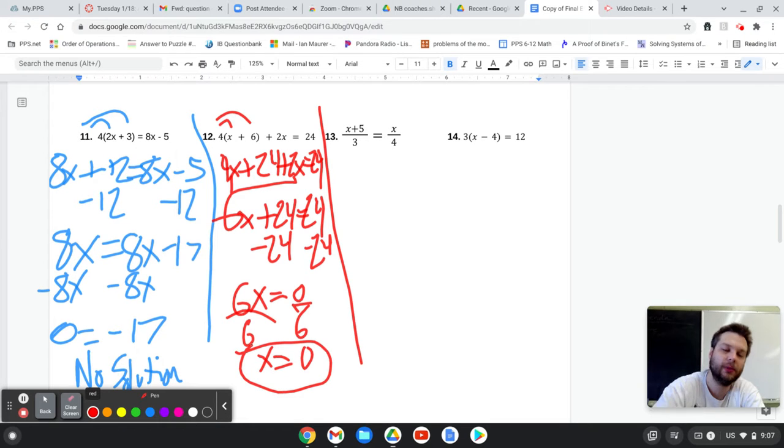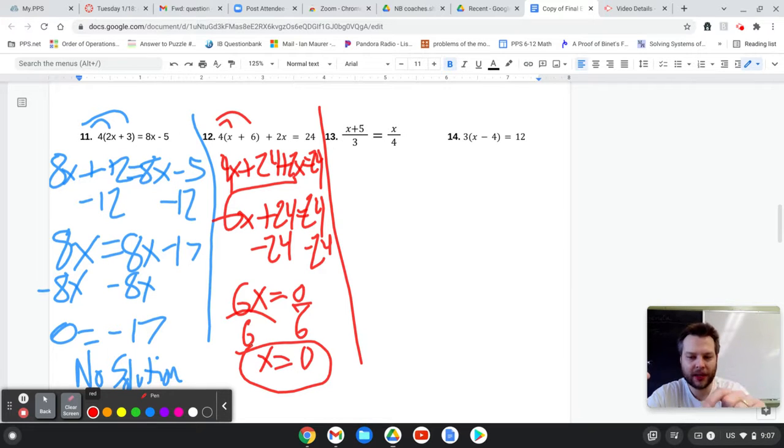Please notice, x equals 0 is a solution. X equals 0 is a number. You do not write no solution when you get x equals 0. Your solution is 0. If you try plugging 0 in, you will see that the left side equals 24, and the right side also does. And that's the only number that works. So you can say I have one solution, and that one and only solution is the number 0.